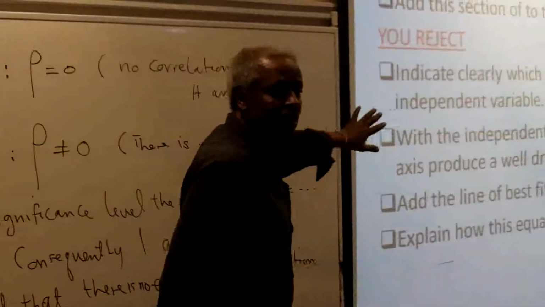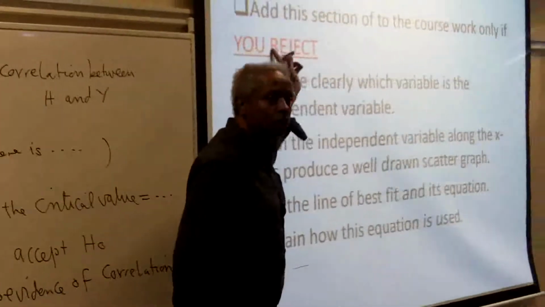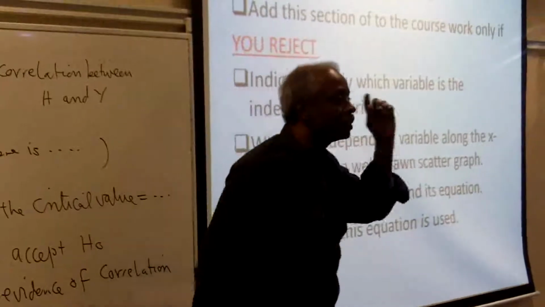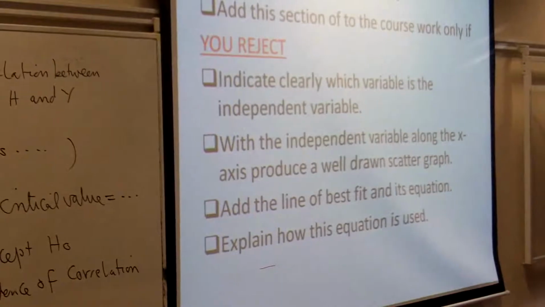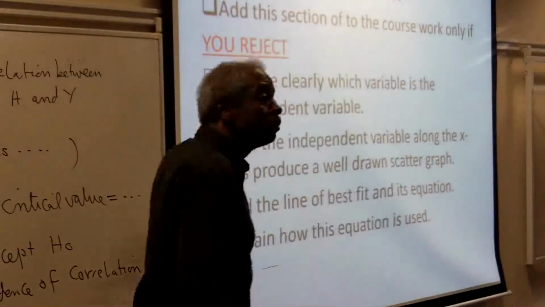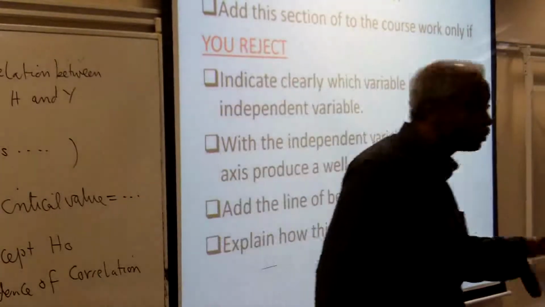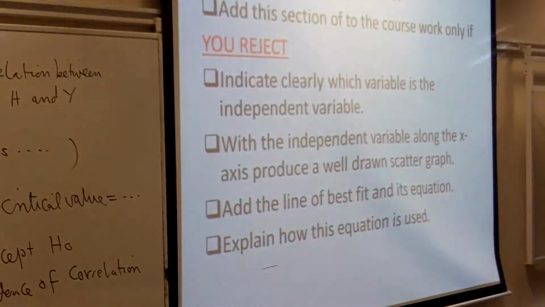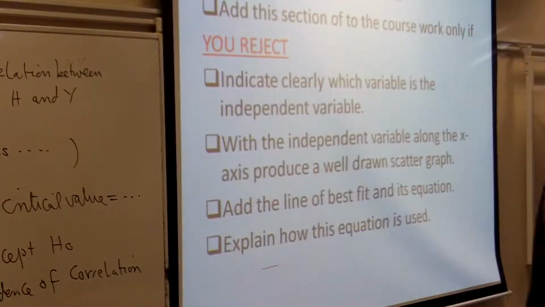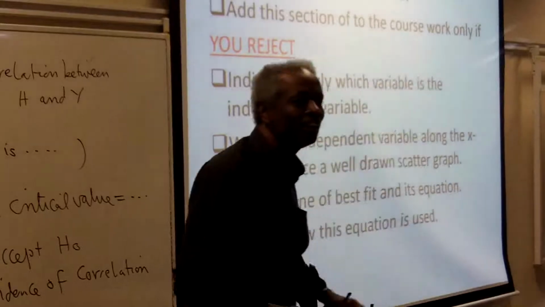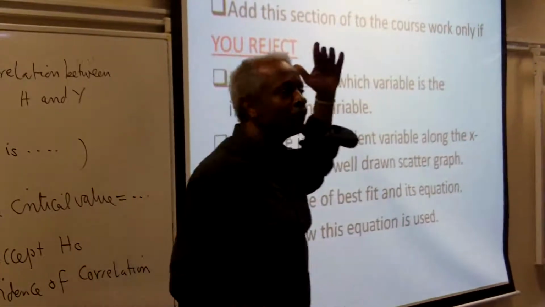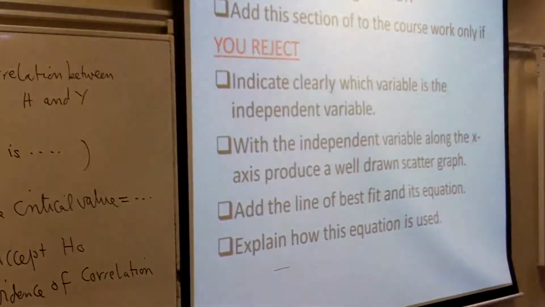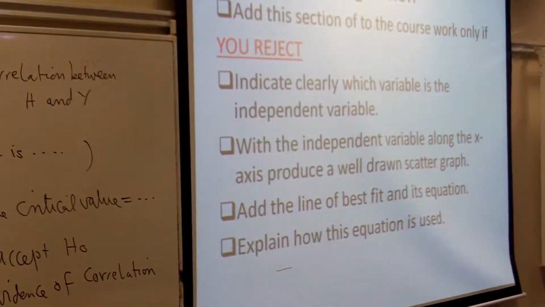So you include this, it's written in red. You include this before you go into regression. Ask yourself, have I rejected H0? If you have rejected H0, you move on to include regression. If you have accepted H0, you do not include regression. Is that clear, everybody?